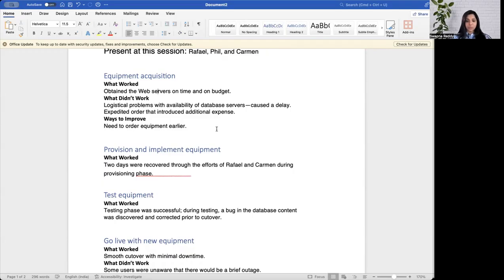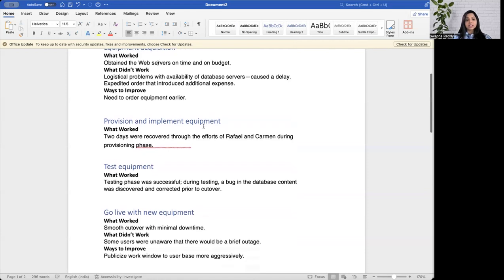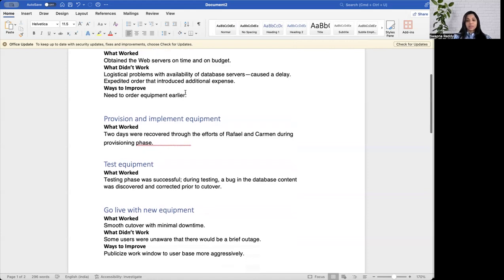So ways to improve. Obviously, based on the problem, you need to understand what could be the better approach that you could have taken, right? In this case, I'm presuming the equipment did arrive earlier, and maybe we could have planned better by ordering it ahead of time based on the project planning phase timeline.